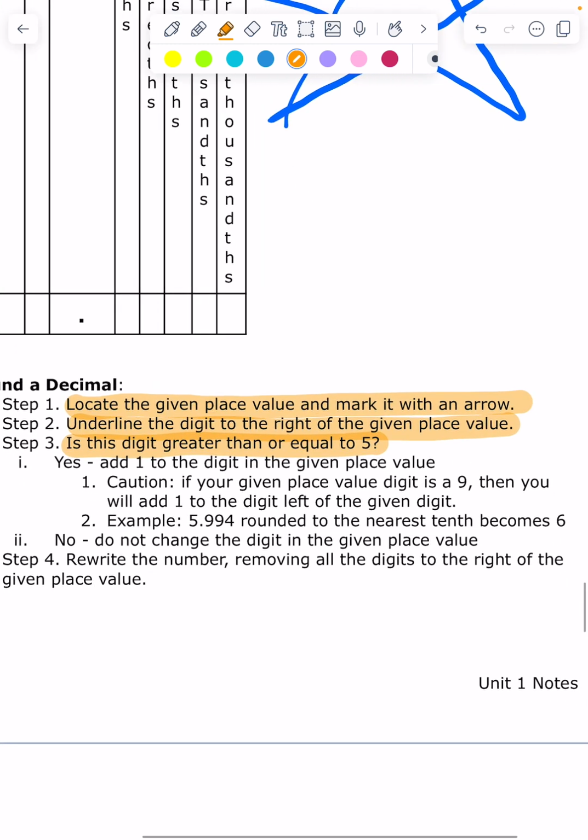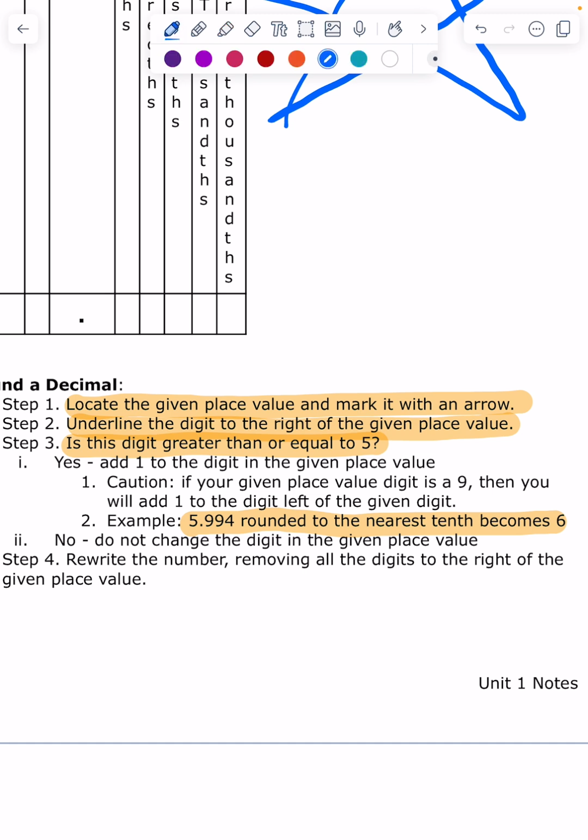And there's a caveat there. If the value is 9, then you're going to add 1 to the next digit to the left. So for example, 5.994 rounded to the nearest tenth becomes 6 because that 9 gets bumped up, and then you have to keep moving over. Here, let me show you what I mean.